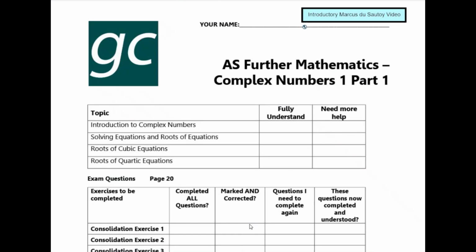Okay, so this is the first lesson on complex numbers from AS Further Maths. In this lesson we're just going to introduce the idea of a complex number, and look at a little bit of arithmetic with them, so adding, subtracting, multiplying and dividing.